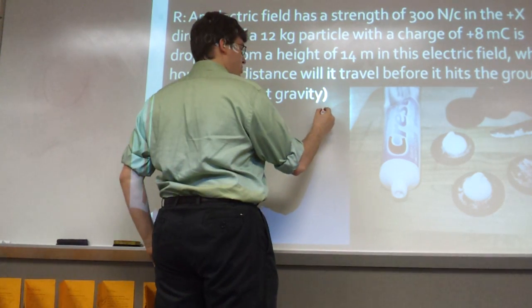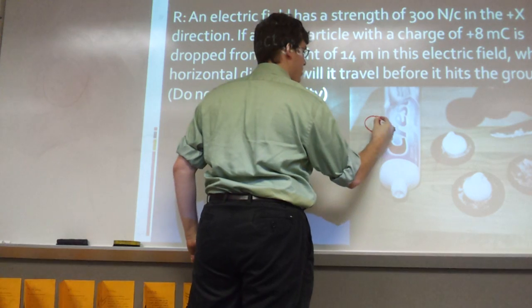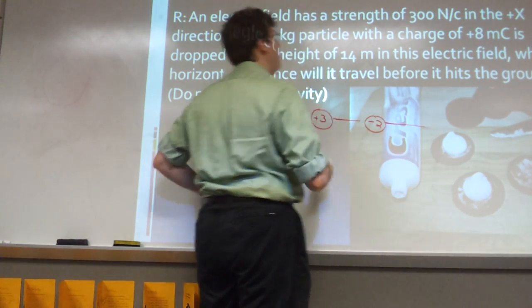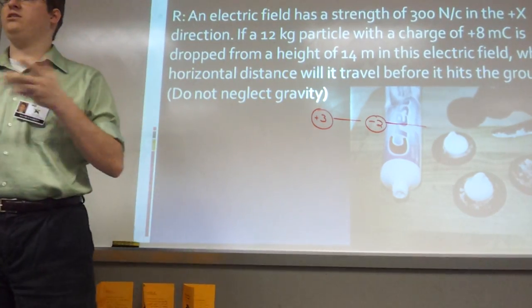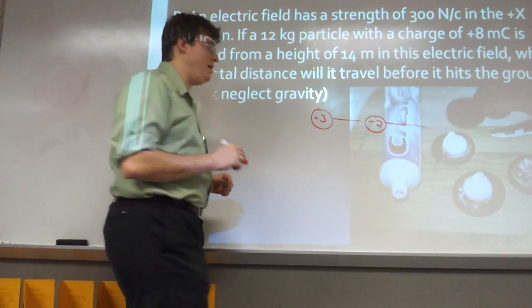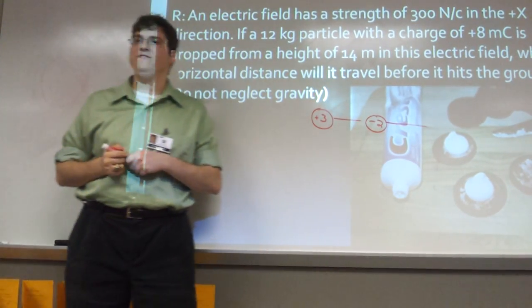Alright, so here's our plus 3. Here's our minus 2. And our plus 8 Coulomb charge is going to go somewhere. I have no idea where. On the opposite side of the negative, most likely. Let's see. The force between these two, is it going to be attractive or repulsive?